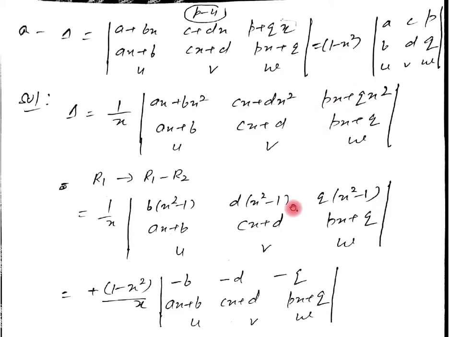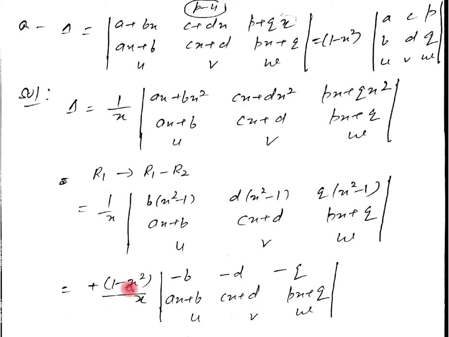Now I can take 1 minus x square common, because the quantity here is x square minus 1. When I take 1 minus x square common, this 1 over x remains as it is, and we will be left with minus b, minus d, minus q, because I have taken 1 minus x square common. The second row and the third row will remain the same.